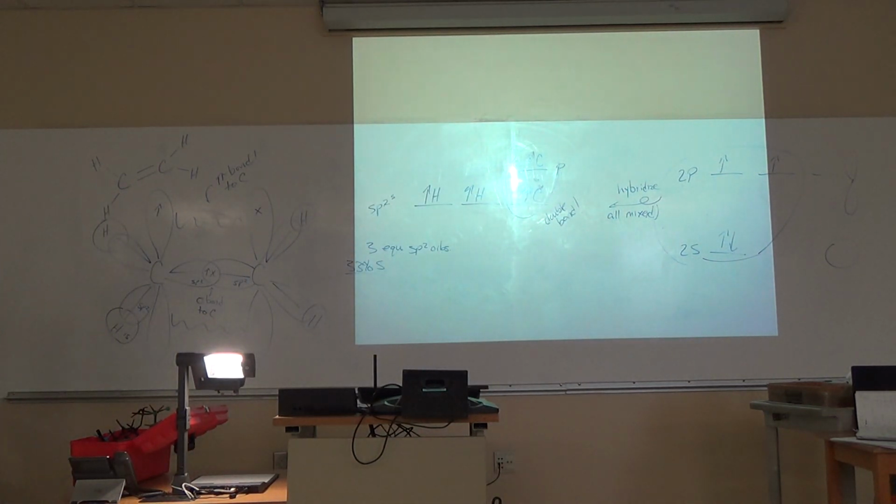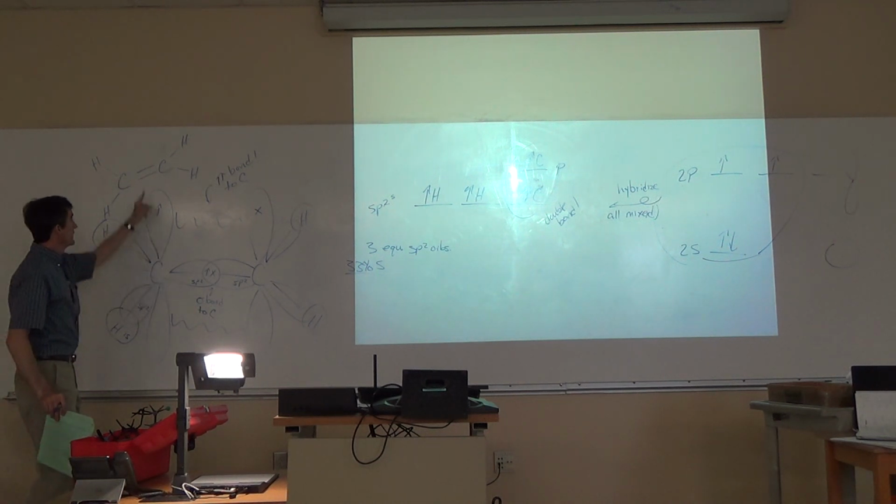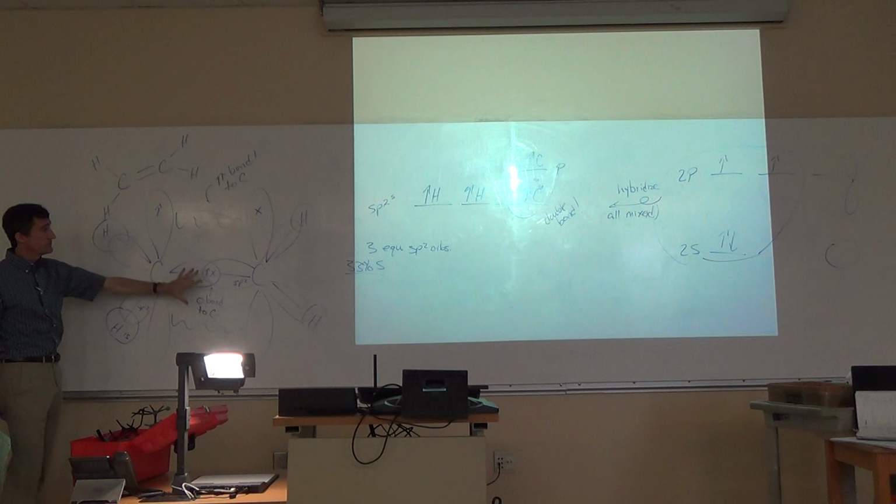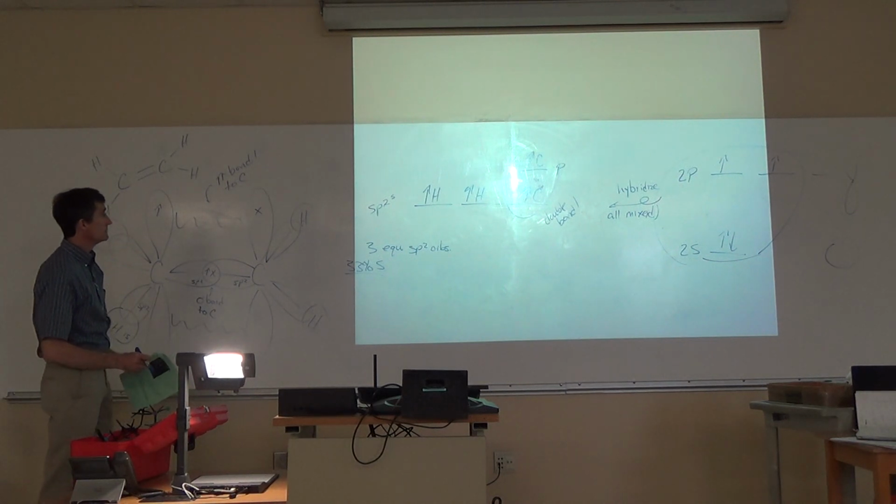Whenever you see a double bond, what do you see? You should see a sigma and a pi. So that's why yesterday I was saying, DUS, it has a double bond. Pi bond. I see 1 pi bond. Right? Sigma and a pi.